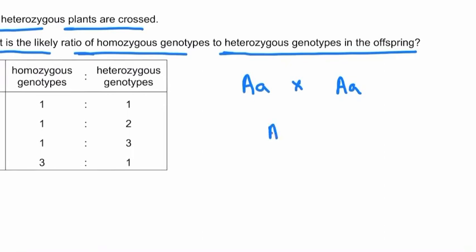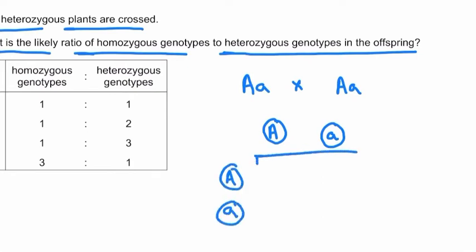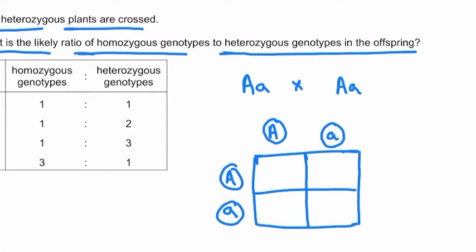If we draw the gametes, so what will be the gametes? The gametes of one parent will be capital A small a, and same goes for the other parent. Let's draw a box, that is the Punnett square. Okay, so if we cross the two parents, the offspring that we get are capital A capital A, capital A small a, capital A small a, small a small a.